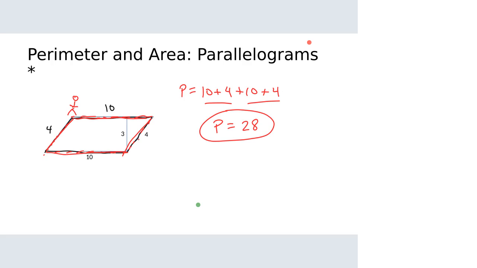Now we need the area. Well, the area is just a formula. The area of a parallelogram is base times height. The base is down here at the bottom. The height is the vertical distance from the bottom to the top. That's where that 3 comes into play. And so for our area, it's the base, which is 10, multiplied by the height, which is 3. So the area is 30.